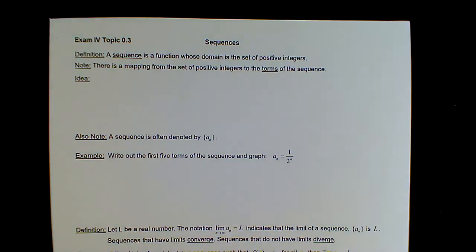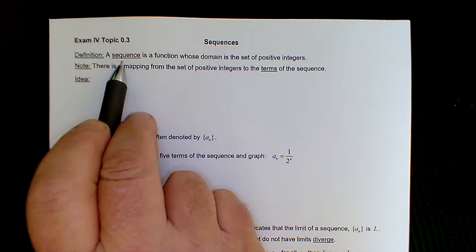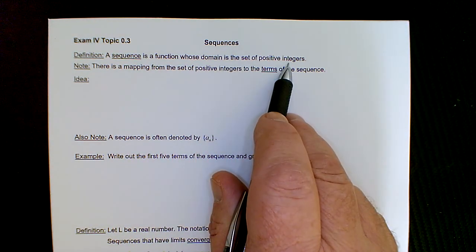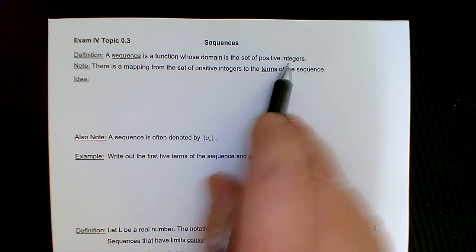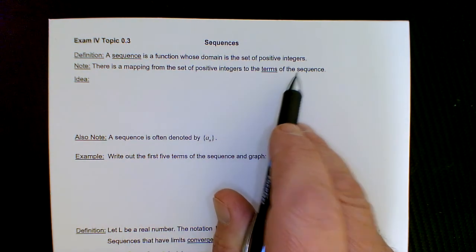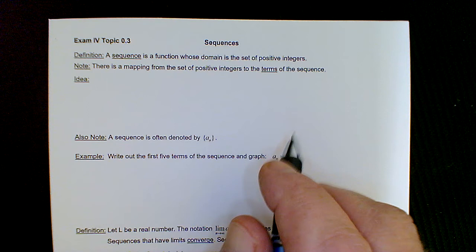Hello everyone, this is topic 0.3, sequences, the last tool necessary to be able to understand our main goal, which is series. And so we're going to go through this rather quickly here. We define a sequence as a function whose domain is the set of positive integers. And we say that there's a mapping from the set of positive integers to the terms of the sequence.